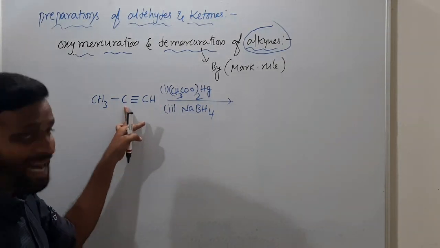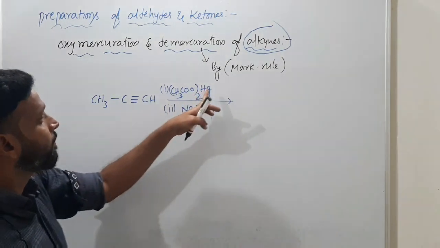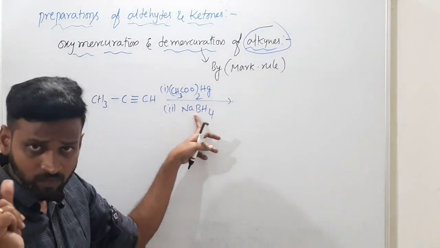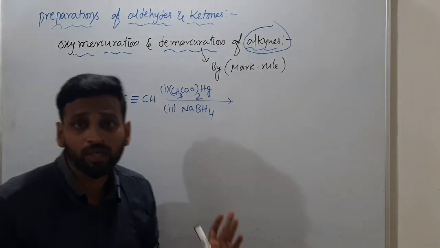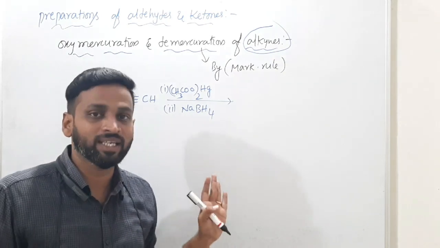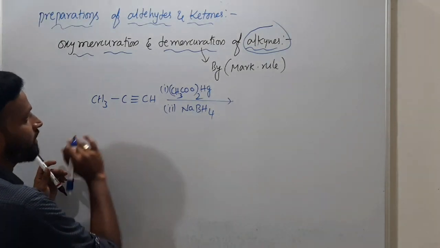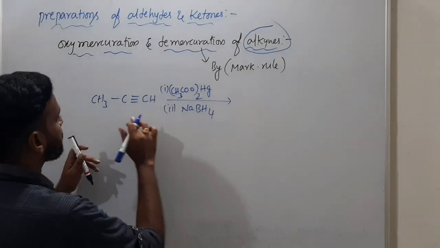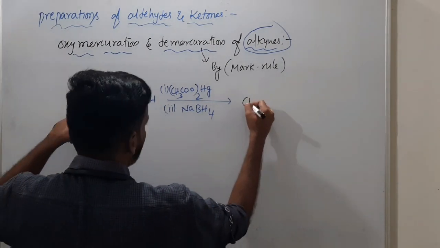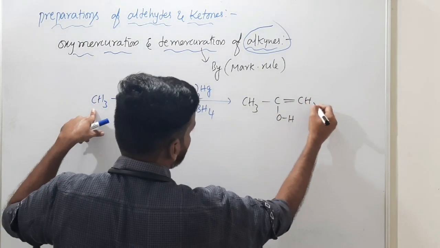So OH minus will add to the unsaturated carbon which has fewer hydrogens. Mercury and NaBH4 on the arrow. That means addition of water by the Markovnikov rule, that's it. But selectively without rearrangement, I told you. Surely, I told you. This happens without rearrangement. So what happens here? If you add this to CH3C triple bond CH, the product is CH3, C with OH here and double bond CH2.